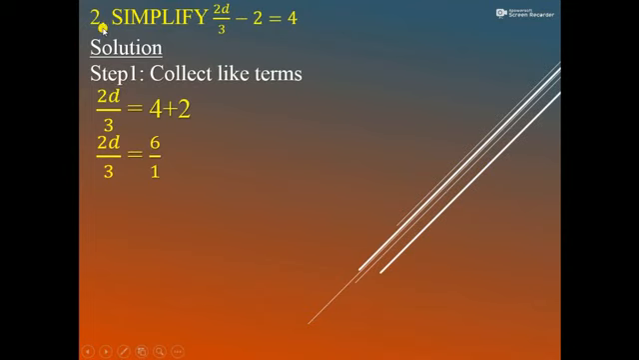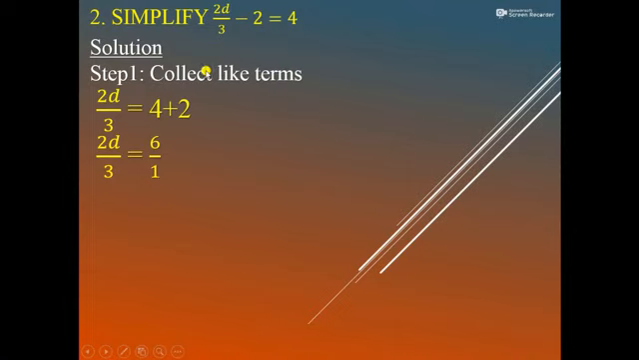Now the second example here, we are asked to simplify 2d over 3 minus 2 is equal to 4. The first thing to do is to write out the solution. Now step 1, here we are to collect like terms. Collect what? Like terms.